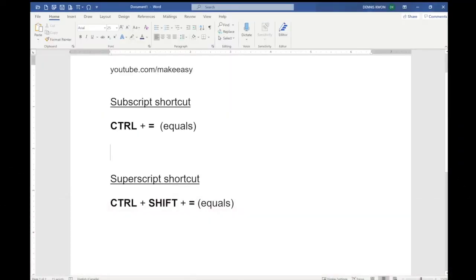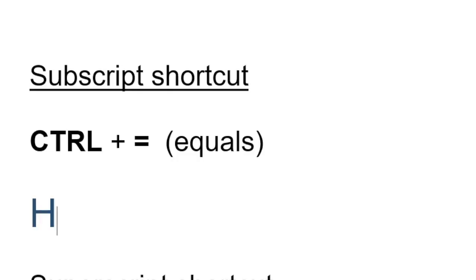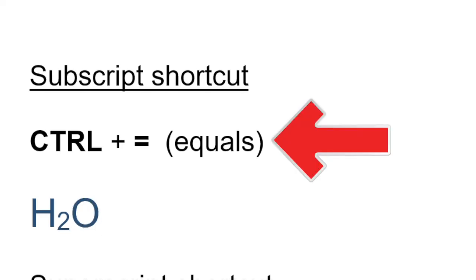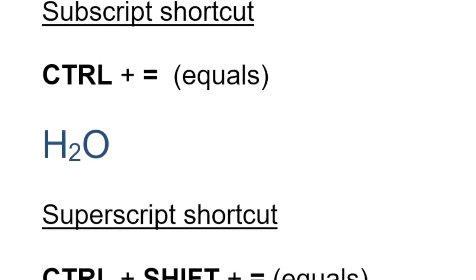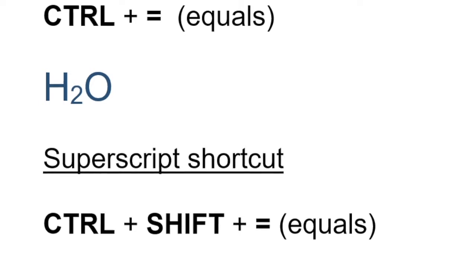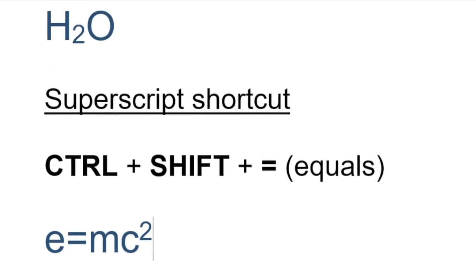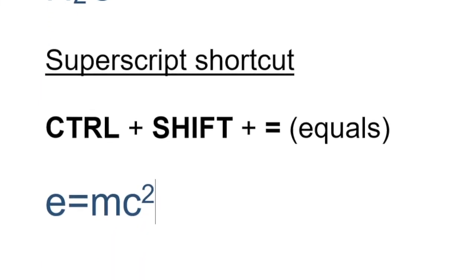Okay, this one's for the students and educators who use subscript and superscript a lot. In Microsoft Word, for subscripts, press Control plus the equals key. For superscript, it's almost the same. Think up, so it's Control plus Shift plus equals key.